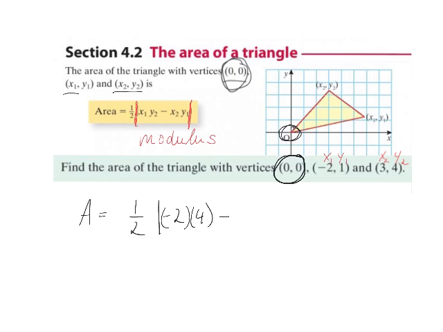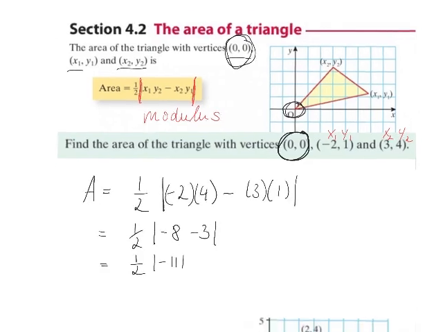minus x2, which is 3, times y1, which is 1. So we just literally put in the values, and then we calculate it. It's 1/2 the modulus of minus 8 minus 3, and then we get 1/2 the modulus of minus 11.